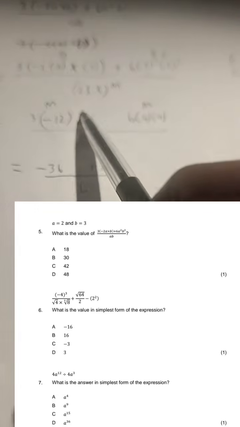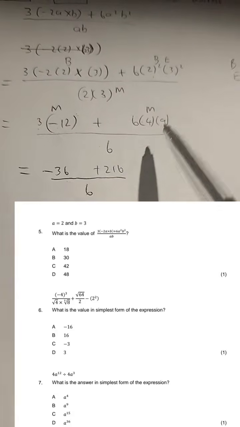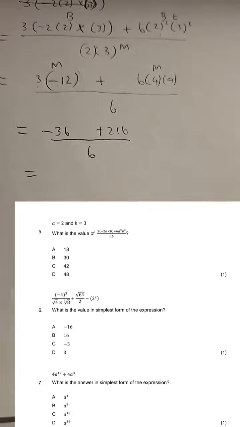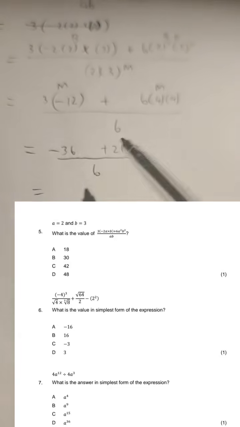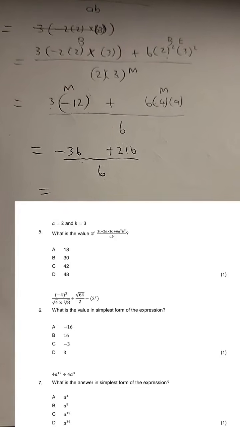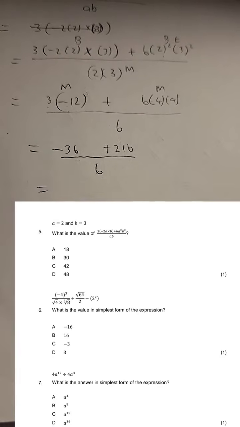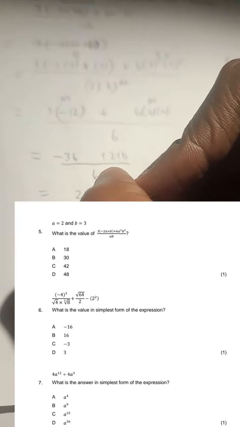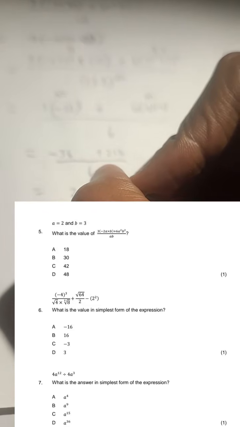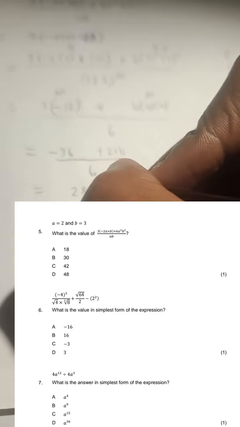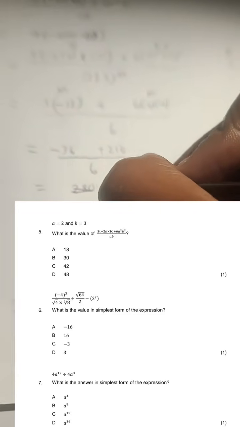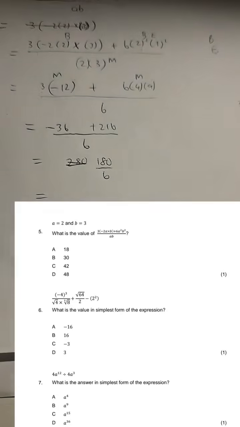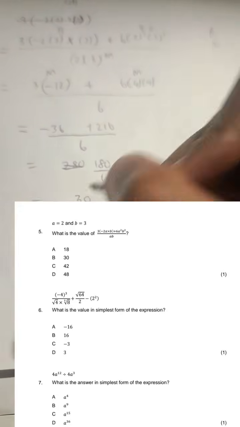Negative 36. That's plus, which separates this from that. 6 times 4 times 9, which gives us 216 over 6. Then we can add, you know, 216 minus 36. That's priority, right? So what do we get there, guys? Is it 280? I believe. No, 180. Then 180 divided by 6. That gives us 30. Okay.